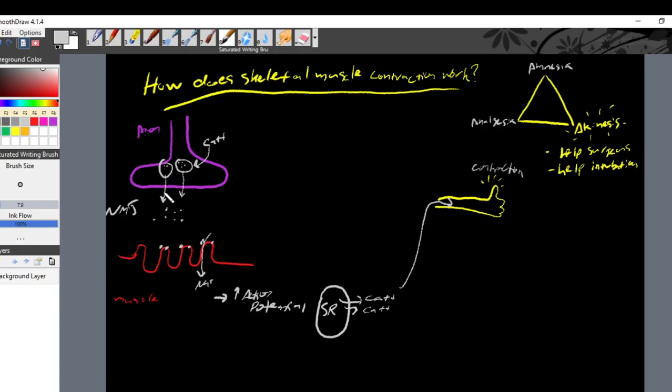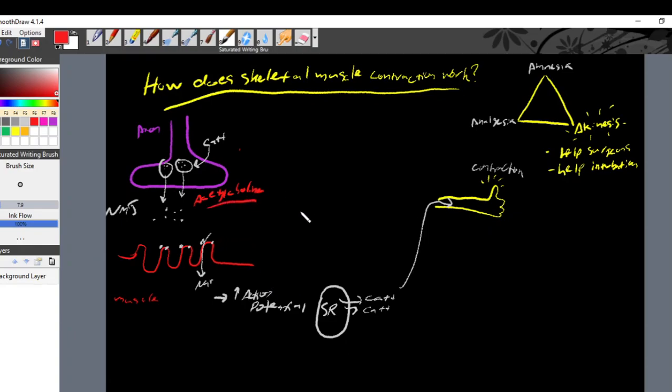Now, we talked about this very specific, very important neurotransmitter. That neurotransmitter is called acetylcholine. That is what gets released from the axon, dumped into the neuromuscular junction, and that is what binds to these nicotinic acetylcholine receptors in order to open those channels and allow the positive cations to go into the muscle, propagating the action potential.